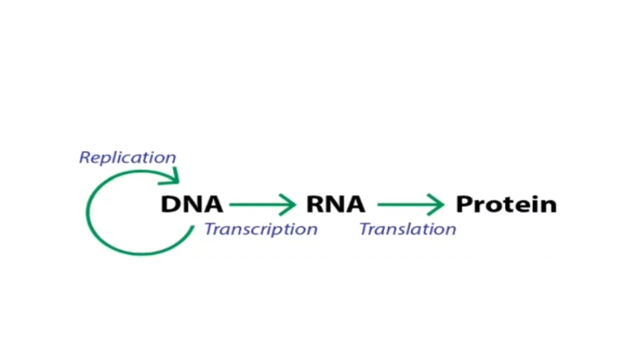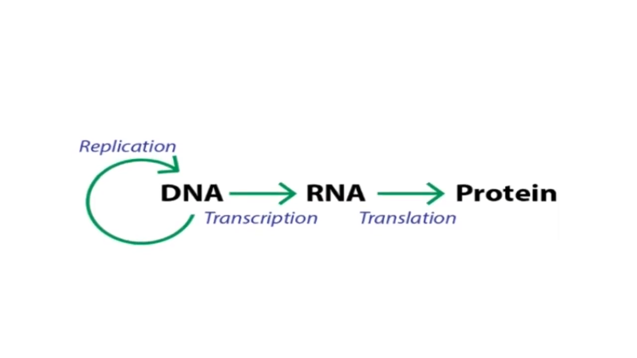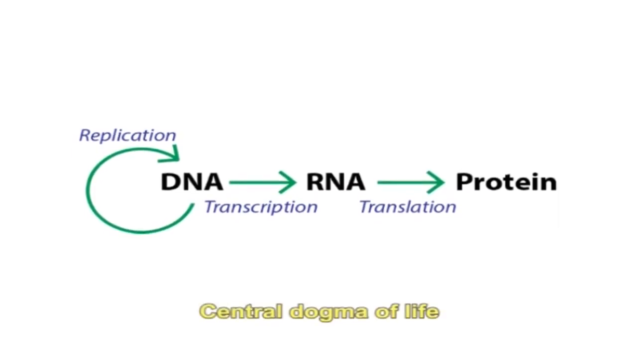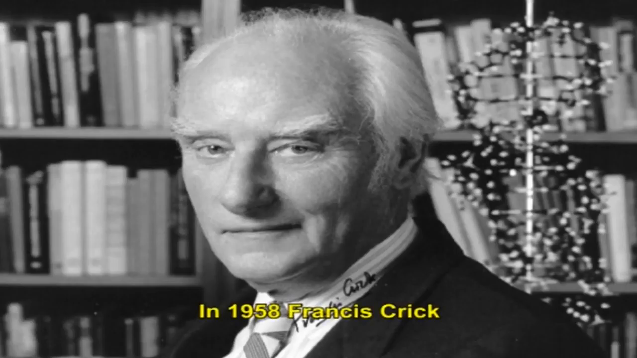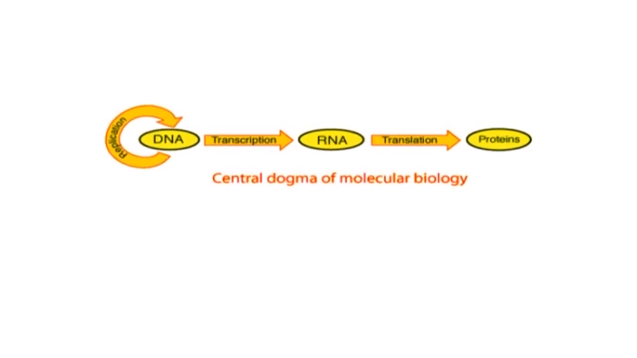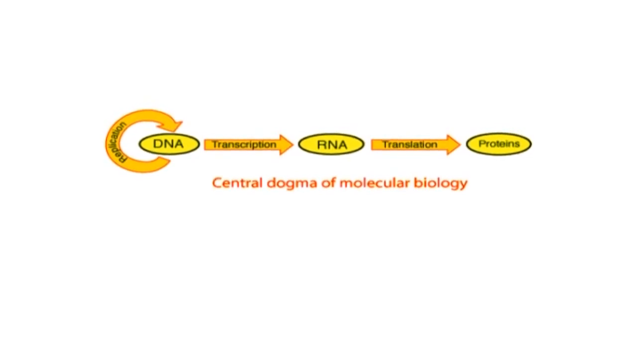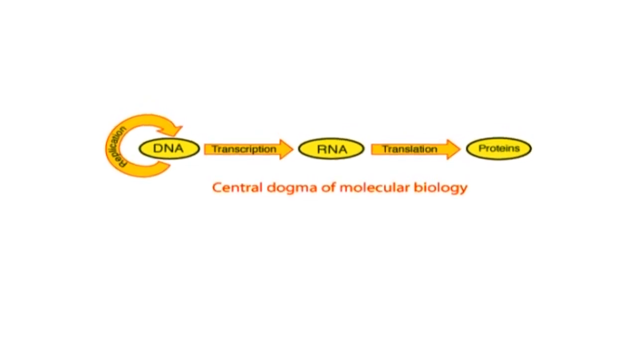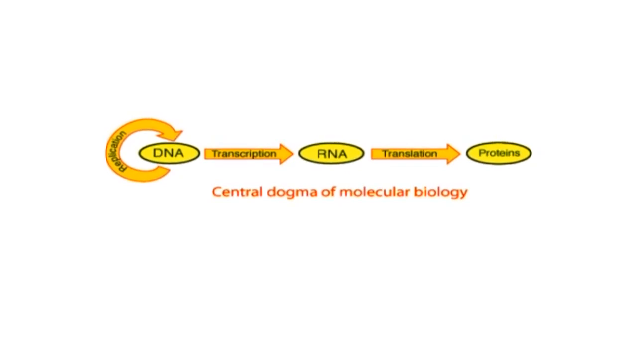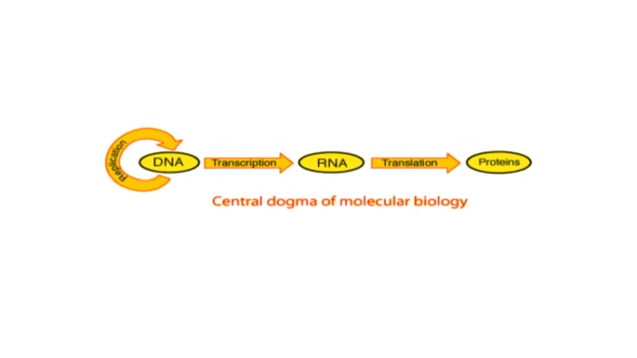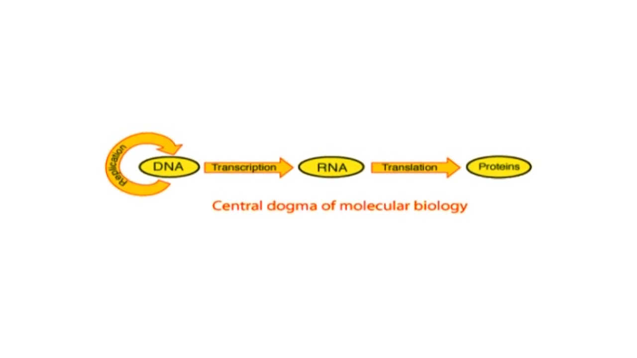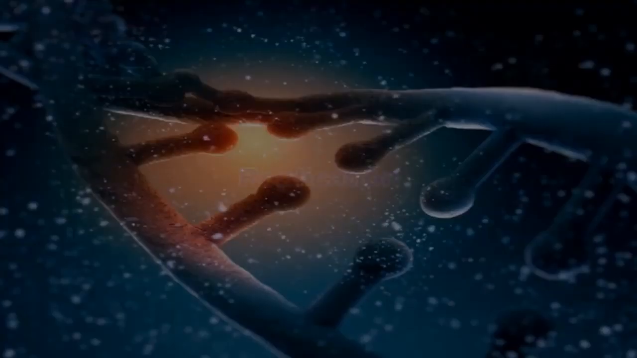The flow of genetic information within the cell is stated as the central dogma of life. In the year 1958, the central dogma of life was stated by Francis Crick. The central dogma can also be described as DNA makes RNA, RNA makes protein. The general pathway of information through replication, transcription and translation is shown by the central dogma.